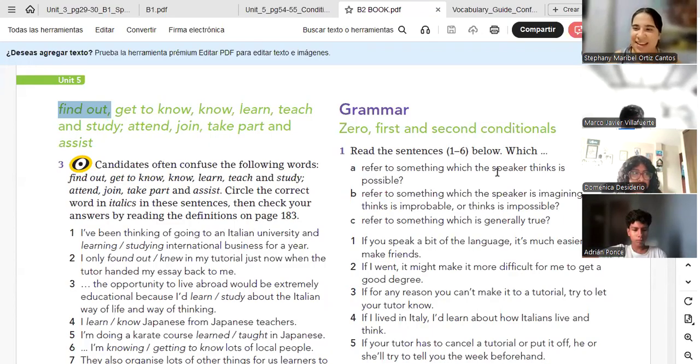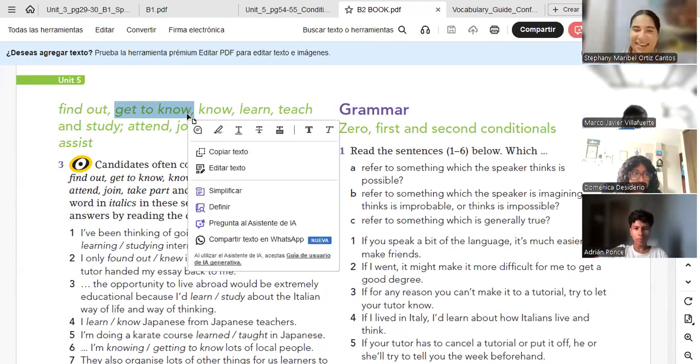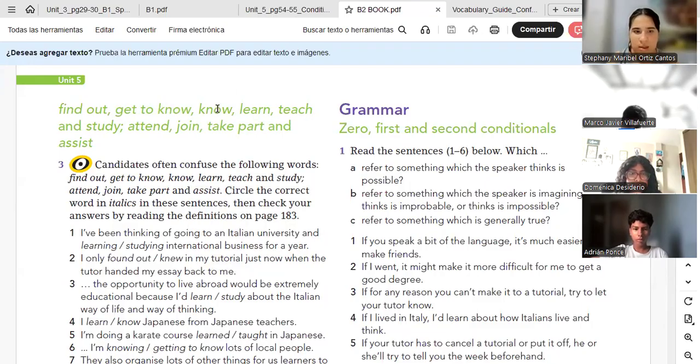Marco, do you know the meaning of get to know? Llegar a conocer a alguien o a través del tiempo, digámoslo así. Yes, okay, great. Yes, Marco, thank you so much.